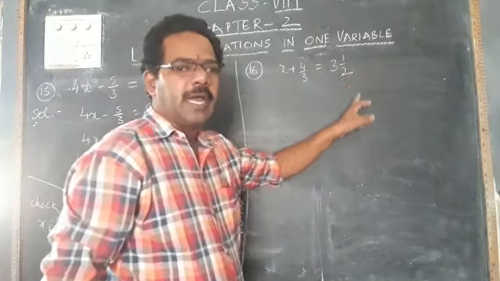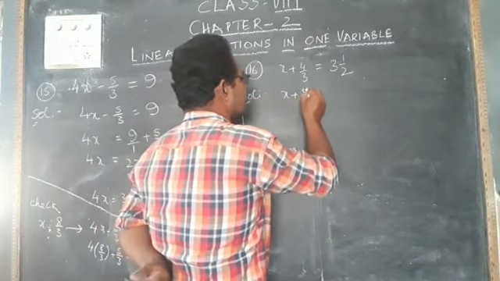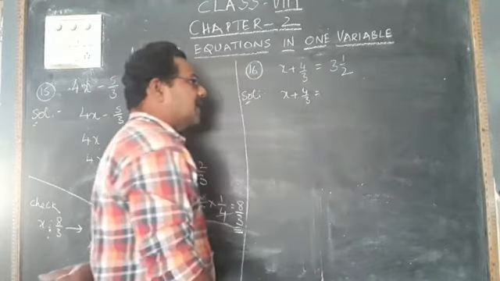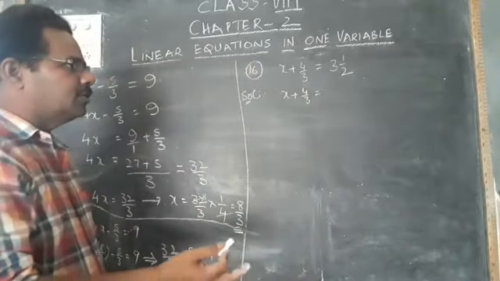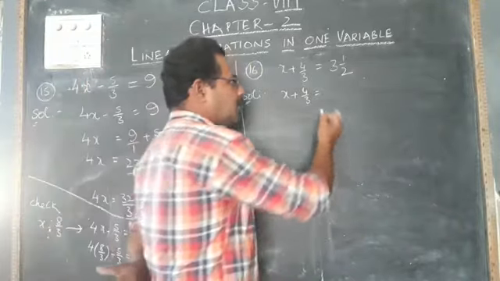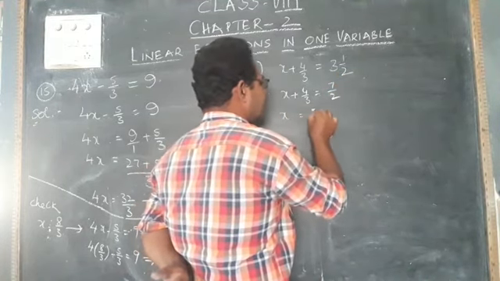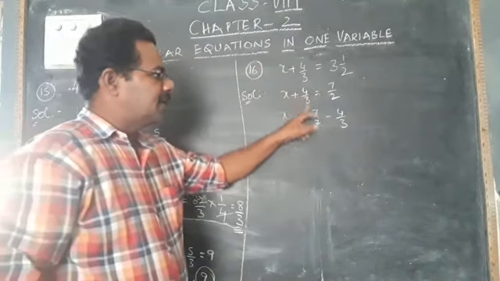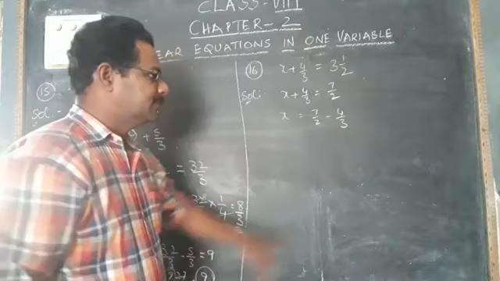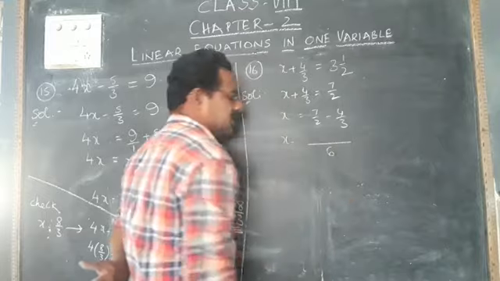x plus 4 by 3 is equal to 3 and 1 by 2. For this we have to find the solution. 3 and 1 by 2 is a mixed fraction, so we have to convert it into a common fraction. 3 twos are 6, plus 1, is 7 by 2. x is equal to 7 by 2 minus 4 by 3, because 4 by 3 is transposing to that side. For 2 and 3, the LCM is 6.